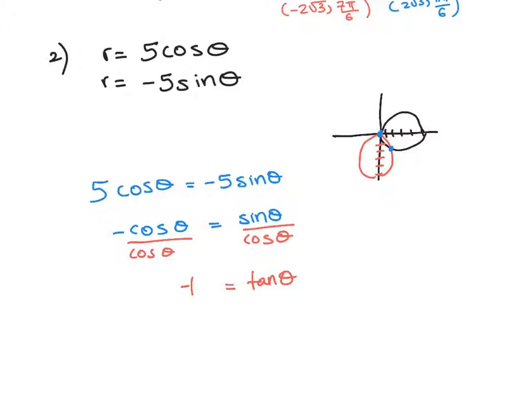So when is the tangent negative? Remember, all student take calculus, so it's going to be negative either here or here. It's going to be -1, so that's going to give you either negative, no, we don't take the negative, so it's going to be 3 pi over 4 or 7 pi over 4.